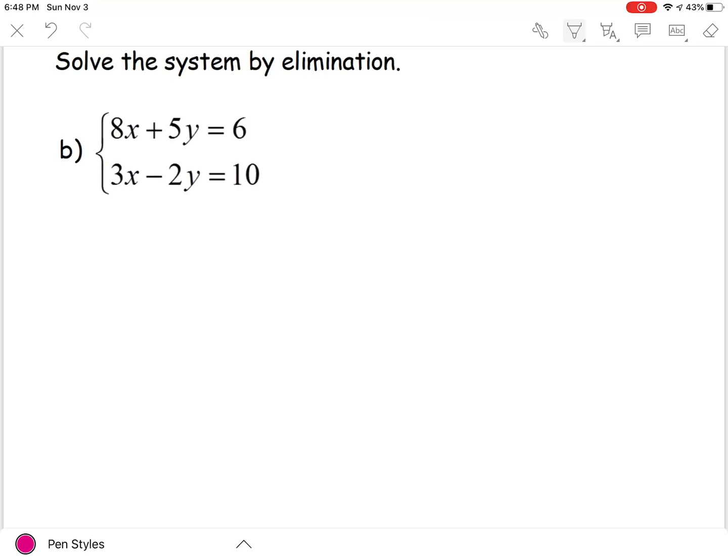So since we don't have a pair of opposites, we need to pick something to make opposite. Okay, so we could pick our 8x and our 3x, or we could pick our 5y and our negative 2y. Well, I'm going to pick 5y and negative 2y because one's already positive and one's negative, so I just need to make them the same number. Well, 5 and 2 both go into 10. So in order to make this 5 into a 10, I'm going to multiply everything by 2. In order to make this negative 2 into a negative 10, I'm going to multiply everything by 5.